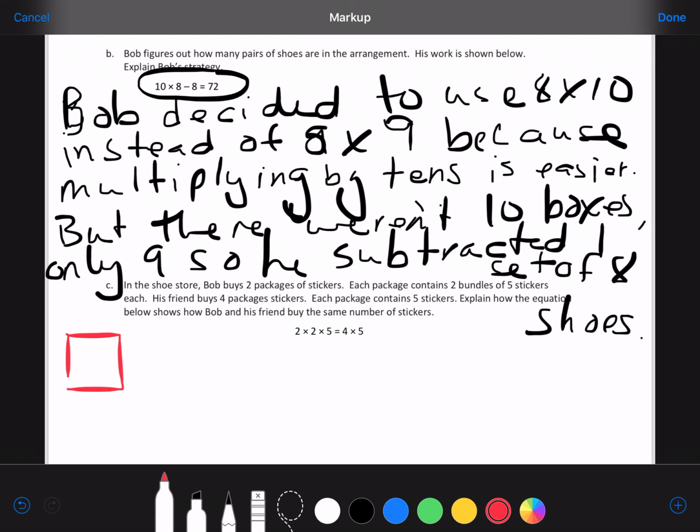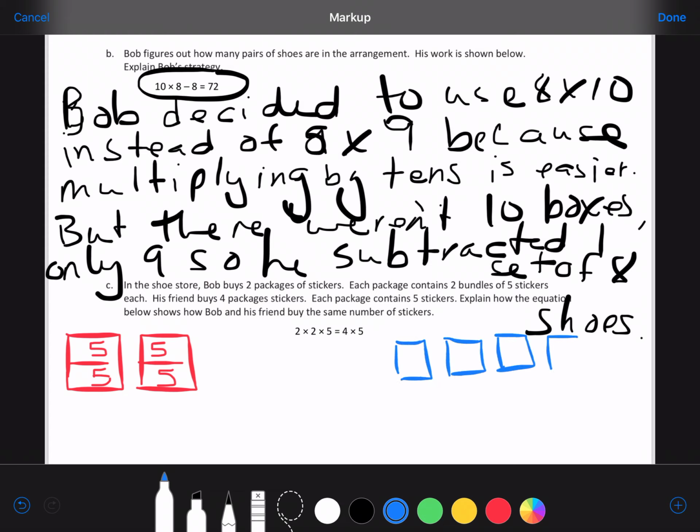Bob buys 2 packages of stickers. Cool, there's 1 pack, there's 1 pack. But each pack contains 2 bundles with 5 each. So 5 in that bundle, 5 in that bundle, 5 there, and 5 there, right? So we can count, and we know that that's 5, 10, 15, 20 stickers. His friend buys 4 packages of stickers. Well, let's draw a picture of his friend's stickers. 1, 2, 3, 4. Each package contains 5 stickers for his friend. Well, look, we know that that also equals 20 stickers because it goes 5, 10, 15, 20 also.